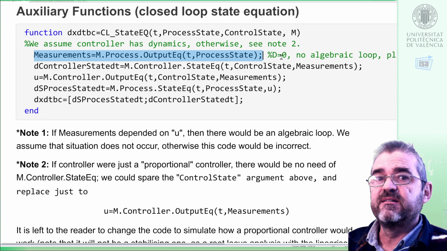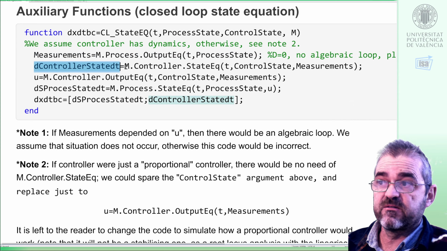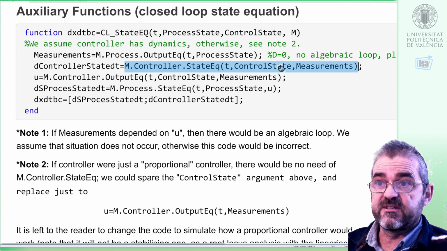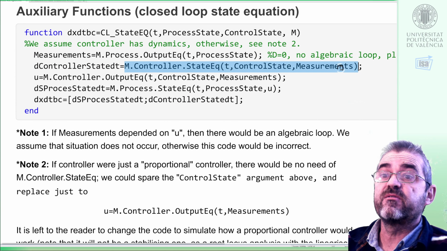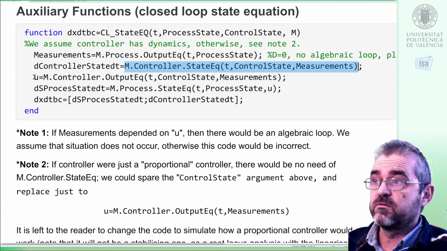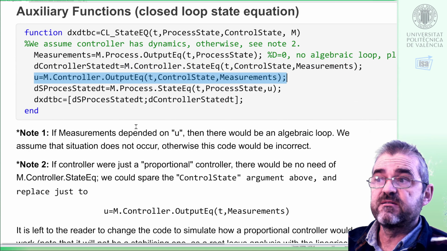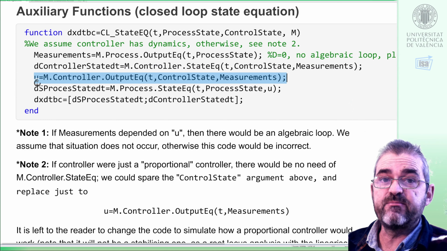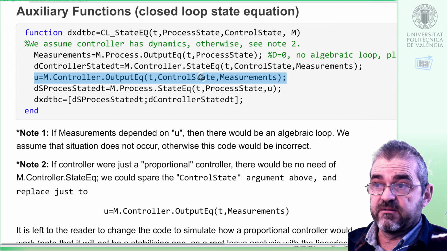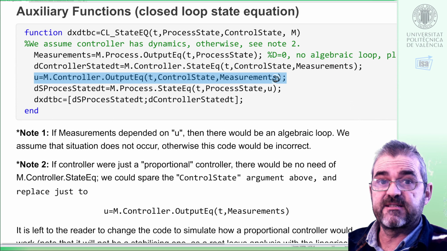Once we have the measurements, then we will compute the derivative of the controller state, which is just evaluating the controller state equation with this clock, with the controller state at this moment, and the measurements, which are the input to the controller. Also, we evaluate the controller output, manipulated variable, U or torque in this case, given the current control state and the current measurements.